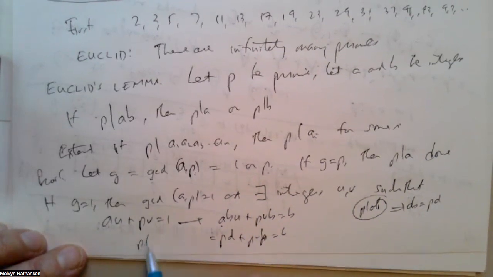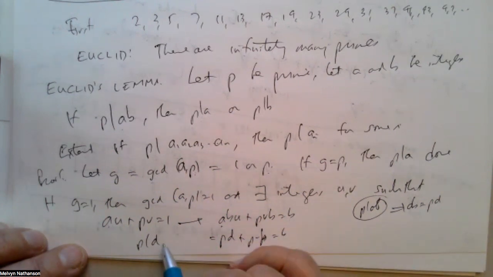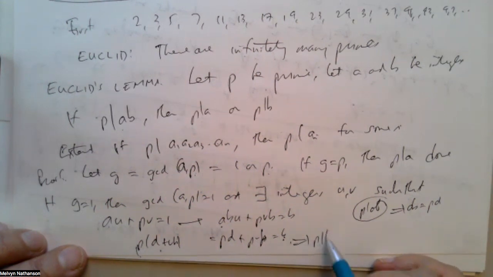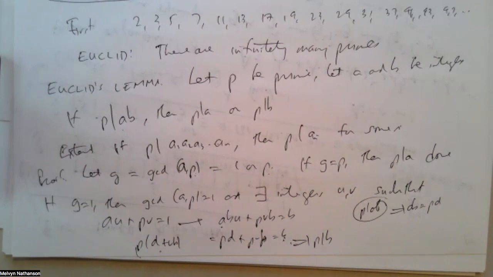Factor out a P: this is P times (D plus VB) equals B. So this shows B is divisible by P. P times this integer is B. So P divides B. So if P doesn't divide A, then it divides B.